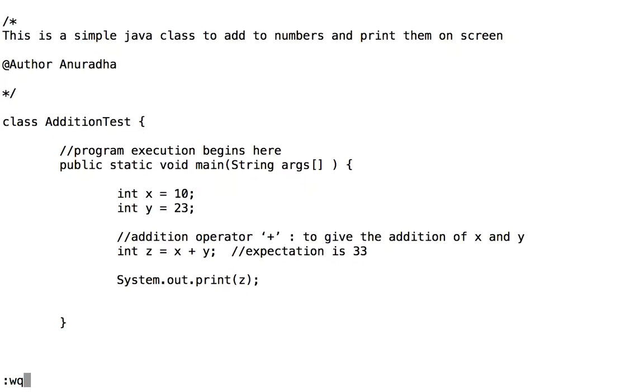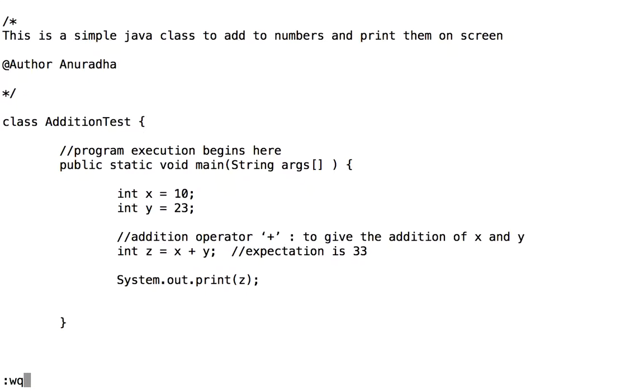So this is the VI editor that I am using, and I must remember the name of the class while saving the file. So this is the class name that I must remember. I can copy this and let's save it. So I have created it, and to save it, colon WQ. Let's save it. No file name.